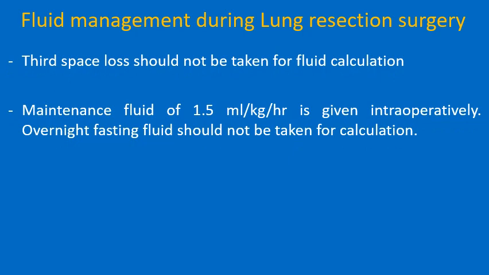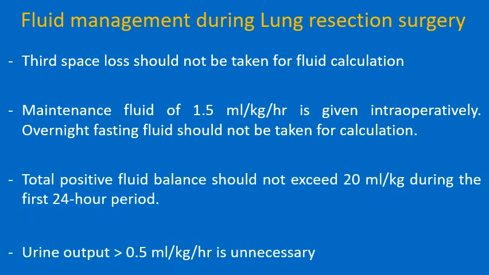The third space loss should not be taken into consideration, and the patient should be kept NBM for only 2 to 4 hours, that is just before surgery. Till 2 to 4 hours before surgery, the patient can have clear liquids, and the overnight fasting deficit should not be taken for fluid calculation. Total positive balance should not exceed 20 ml per kg, and urine output more than 0.5 ml per kg per hour is usually not necessary. So 0.5 ml per kg per hour is enough in patients who are undergoing lung resection surgery.